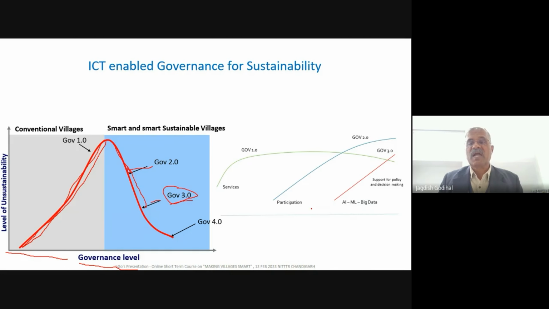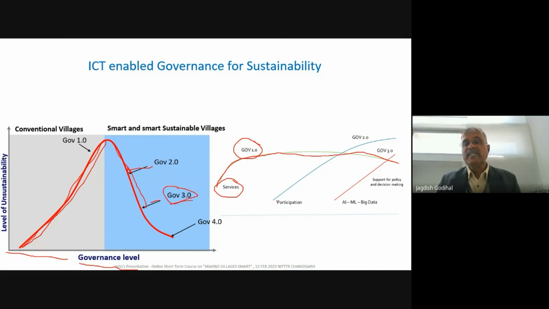If you look at the graph, government 1.0 is service oriented governance. Who is going to carry out the service? It is only the administrative staff: the village panchayat raj and its administrative staff. Initially, when it starts, everybody is enthusiastic, they will do it, and it will be maintained. But after some course of time, it declines.